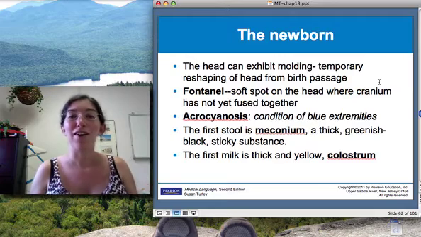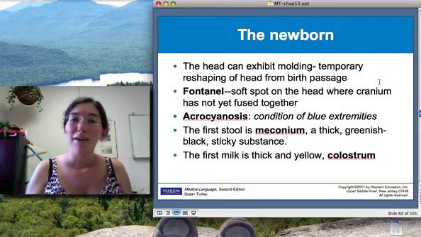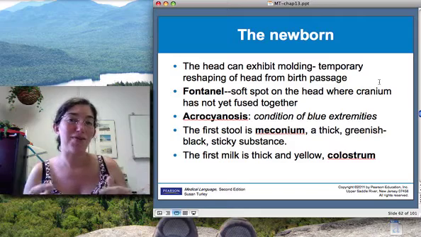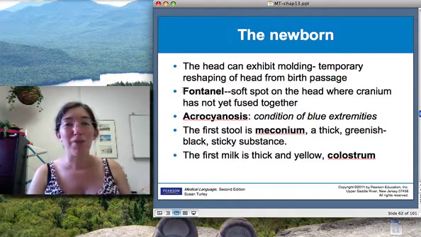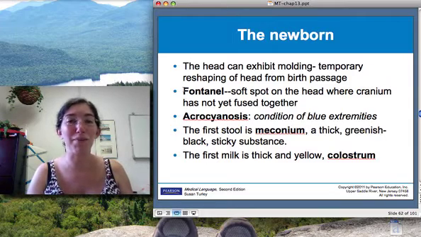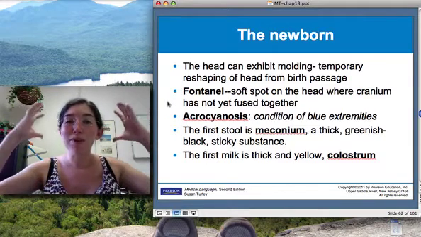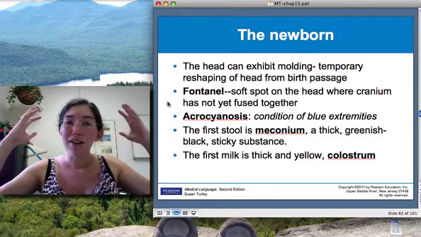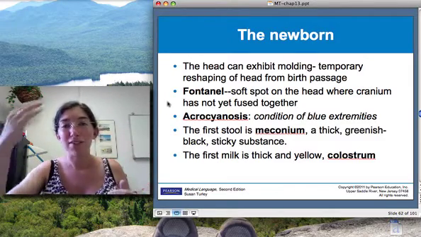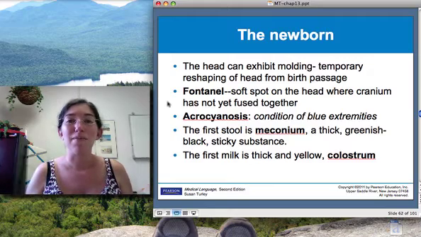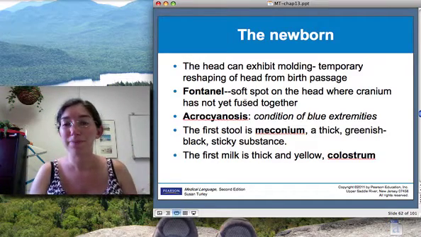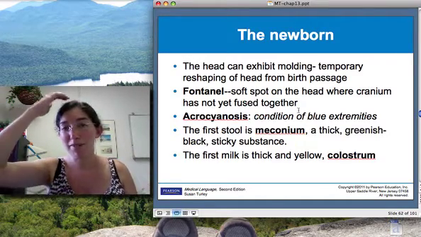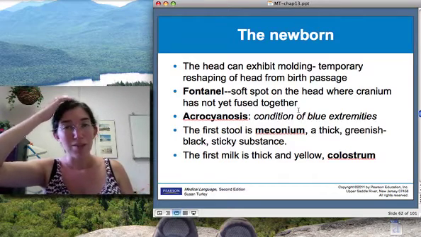C-section babies are often referred to as being prettier because they have nice round heads because they didn't have to squeeze through the birth canal. The fontanelle we talked about in chapter 9 with bones. Remember, the bones of the cranium are not fused together yet. They have this soft tissue in between them that holds them together but allows for compression during birth and also for growth of the brain. So that's why babies have a soft spot on the top of their head. It's where the fontanelle is.